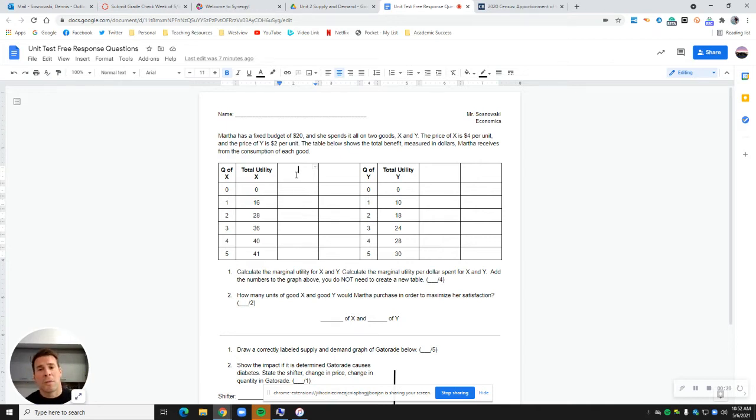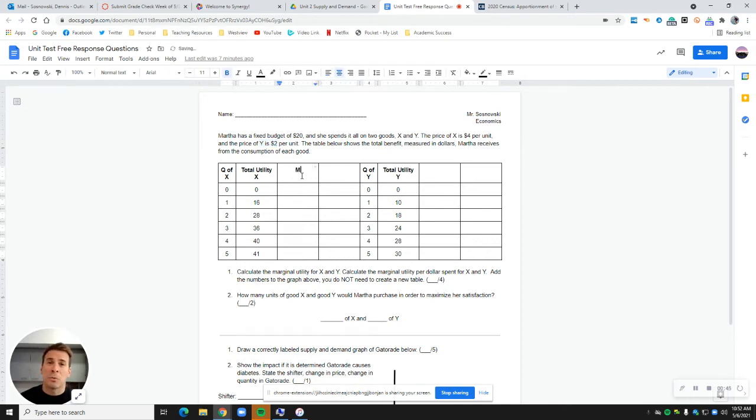You guys can see on the screen in front of us that this is a great example of it. So a couple things to notice. First off, you'll see that I give you the total utility of X, and I also give you the total utility of Y. You'll notice in the directions up here that it says that the price of X is $4, and then you'll also notice that the price of Y is $2. We'll come back to that in a moment, but let's go ahead and start right here.